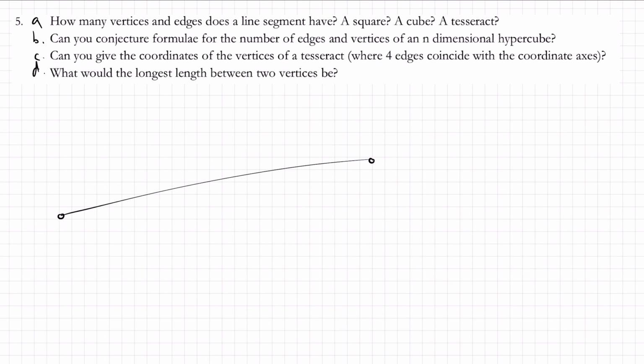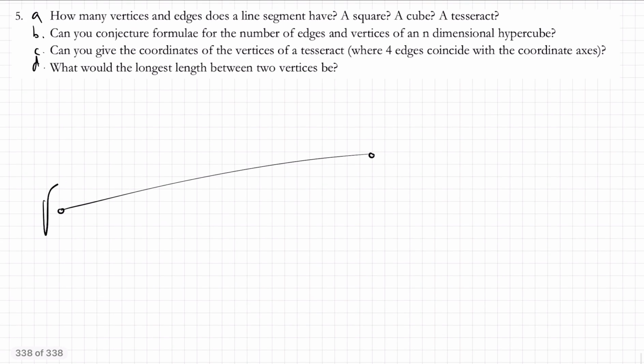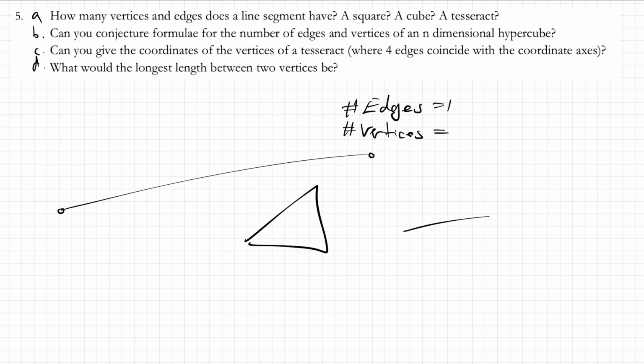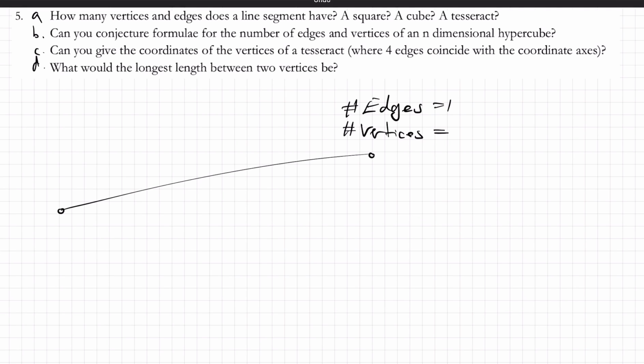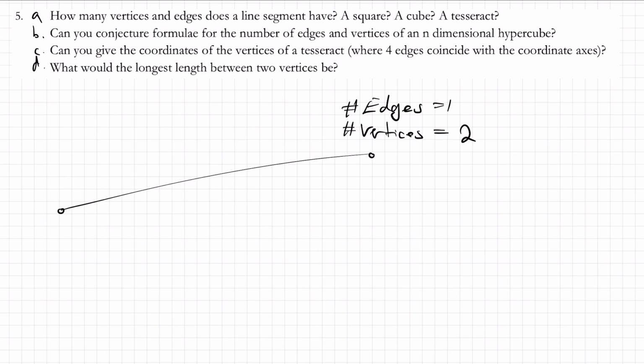And for this part, it's pretty simple. We have the number of edges is 1 and the number of vertices is 2. You can think about a line segment like a one-sided shape. So a triangle would be an example of a 3-sided shape, and if you have only 2 sides, it's kind of hard to make that, and if you have a one-sided shape, well, that's just the line. So we'll just say there's 2 vertices.